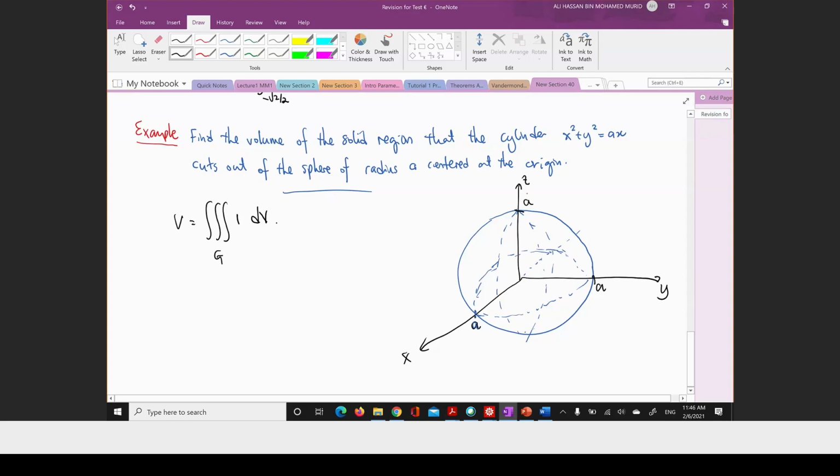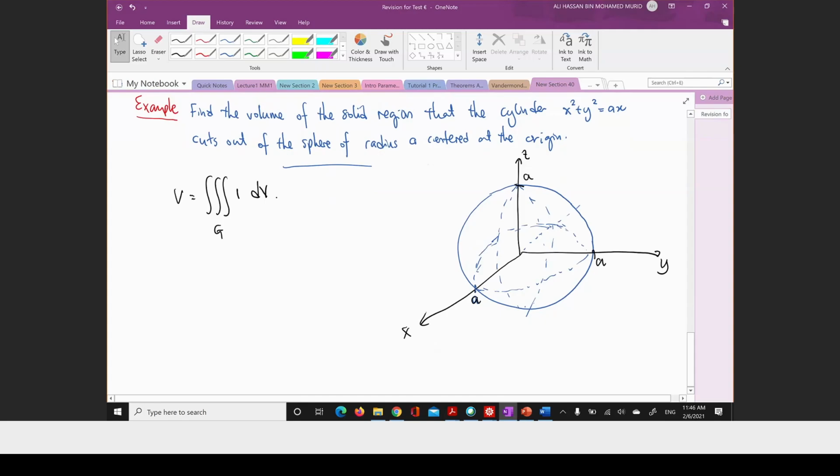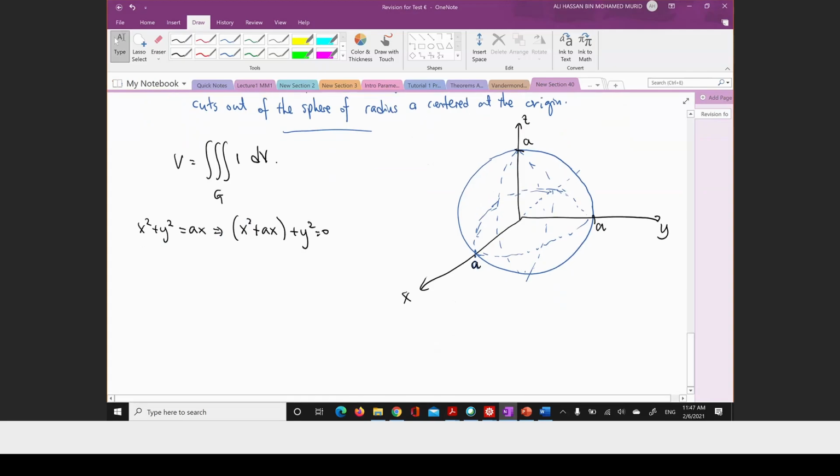Okay, where is this cylinder? This cylinder, see, on the xy plane, it is a circle, isn't it? x squared plus y squared equal to ax. Okay, what is this? This can be written as x squared minus ax plus y squared equal to 0. What is the center? You see, on the xy plane, it is a circle, right?